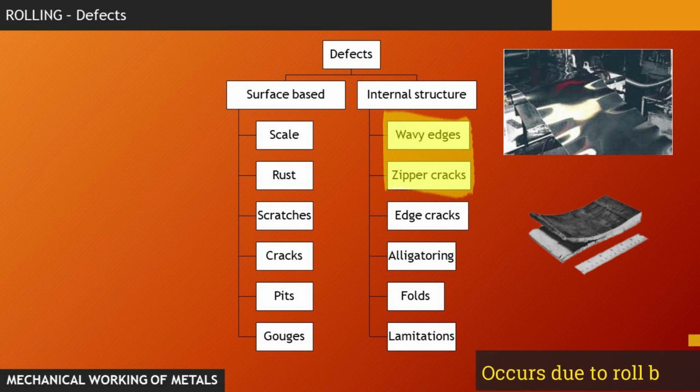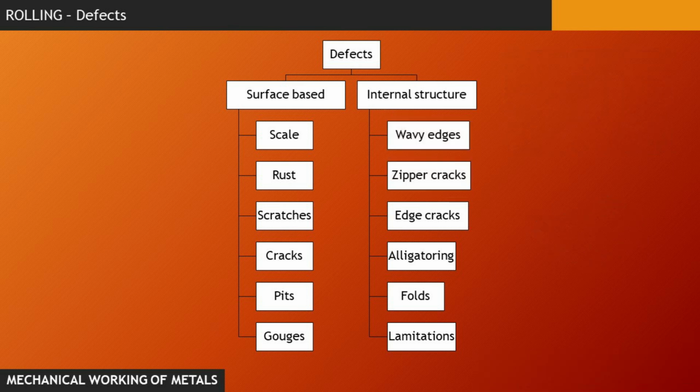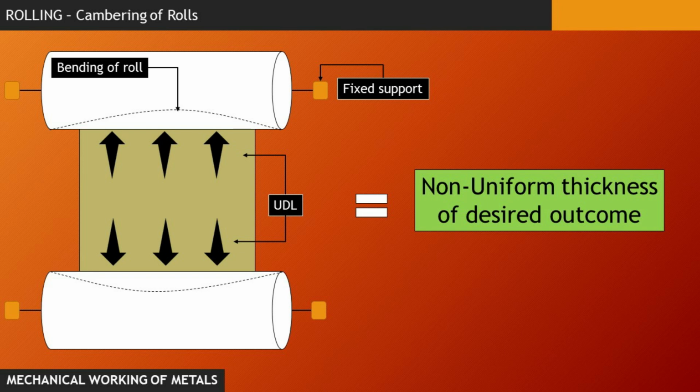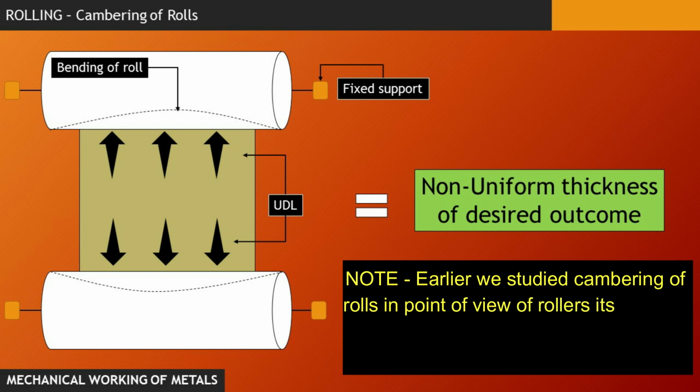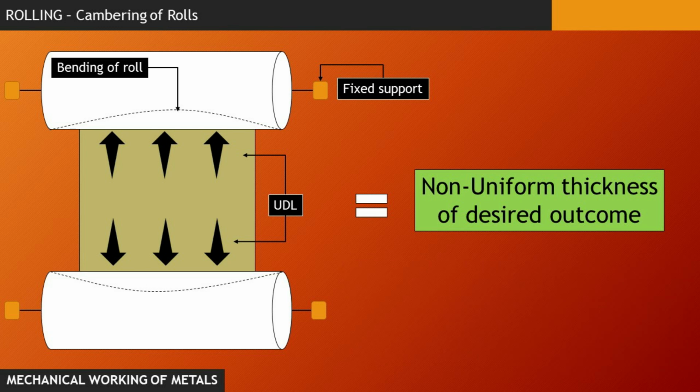Now this bending of rolls we have already discussed when we were talking about cambering of rolls. Let's revise it here itself. When a material is passing between two rolls, the rolls themselves act as a straight beam which is loaded transversely due to the rolling loads and so undergo deflection. Due to this, the edges of the job get compressed more than the central portion.